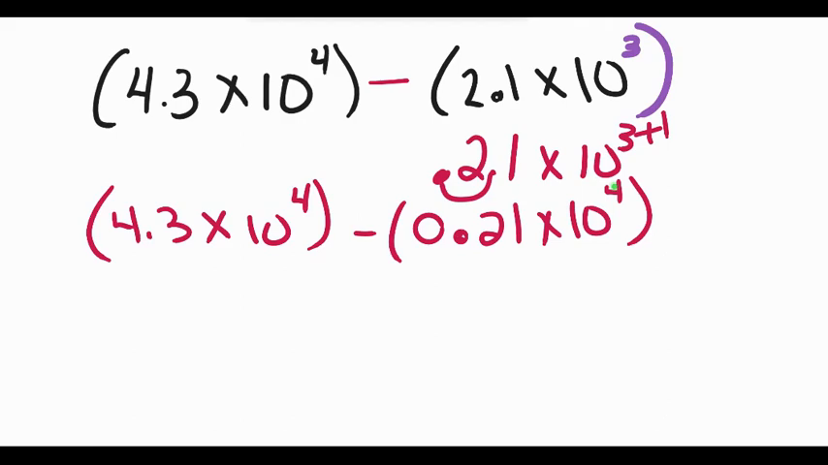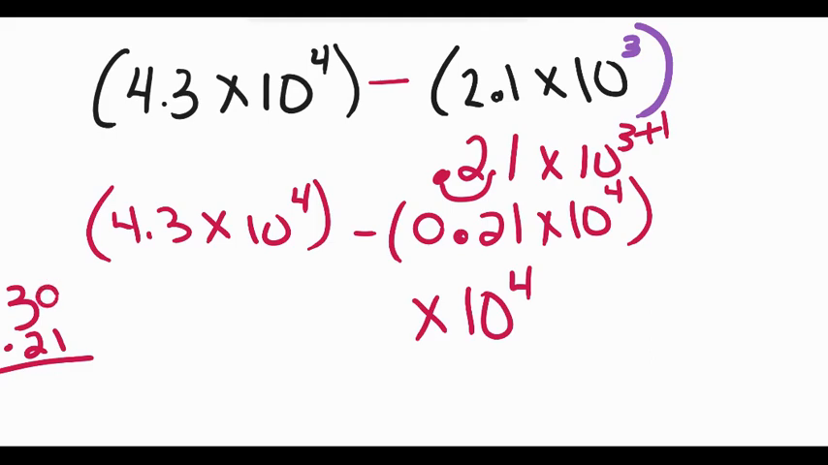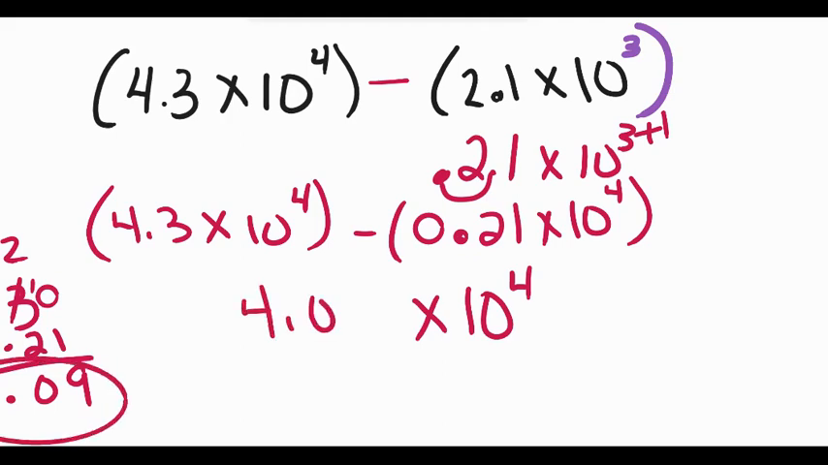So again, let me just put this over here. It's going to be times 10 to the fourth power in my answer, and I'm going to just do the subtraction. So 4.3 minus 0.21, and I can put a 0 there. When we subtract, we have to borrow. So we have 10 minus 1 is 9, and 2 minus 2 is 0, and then 4 minus 0 is 4, and my answer is 4.09. And that's times 10 to the fourth power.